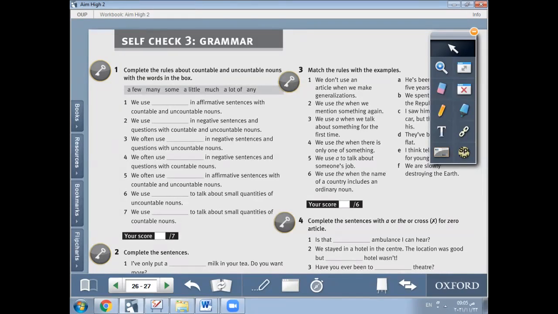For example, if I answer all the questions or the sentences, you can put 7 out of 7. This is a self-check for you. Let's read number 1. Who wants to read? Raise your hand.